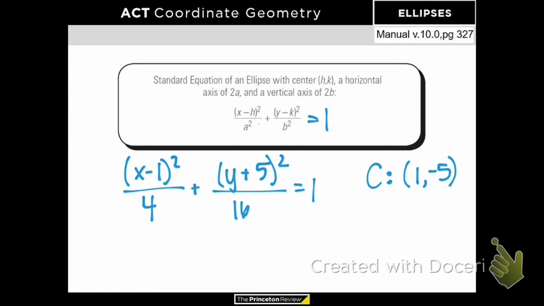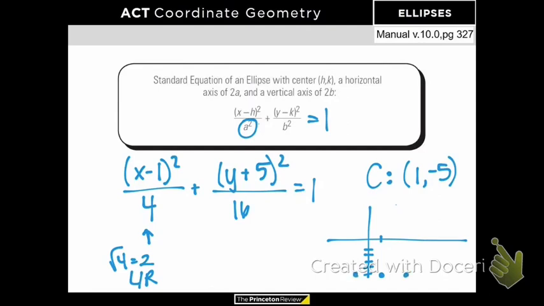So then I look at what's under the x's, and this is going to tell me how far I'm going to move left and right, always. And again, if you look up here, it's not just the a that's how far you move left or right. We need to take the square root of this to figure that out. So the square root of 4 is 2, which means I'm going to be moving left and right 2 units from my center. If I just draw a rough sketch here, 1, negative 5, there's my center. I'm going to go left and right 2 units.